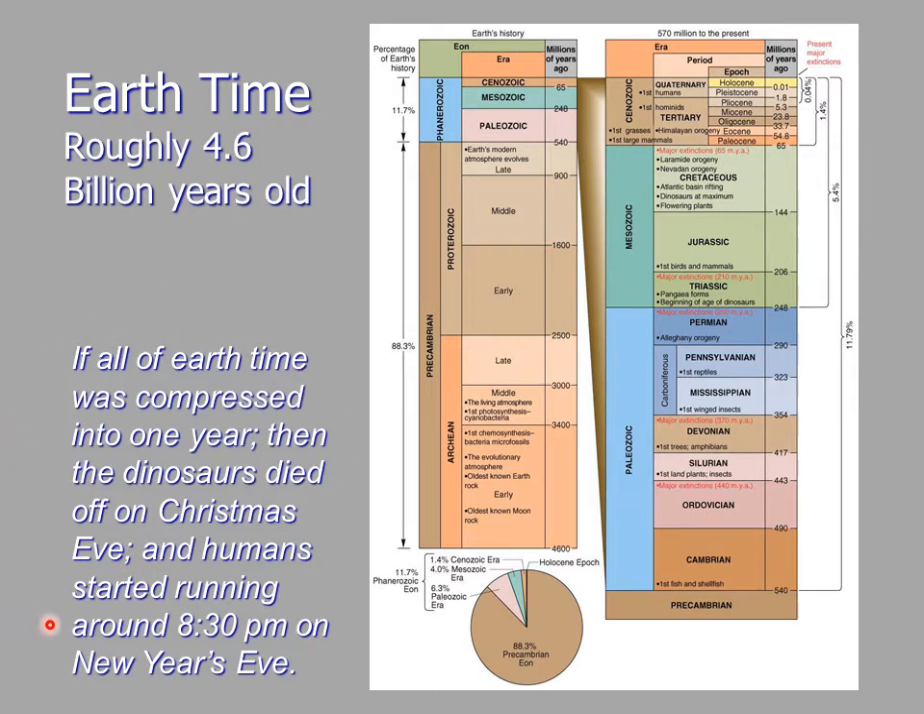So a way to think about it is if you compress all of Earth time into 1 year, the dinosaurs would have died off on Christmas Eve of that year. So almost the entirety of the year would have passed. And the humans don't start running around until 8:30 p.m. on New Year's Eve. Okay, so you think of Earth time as deep, deep, deep time.